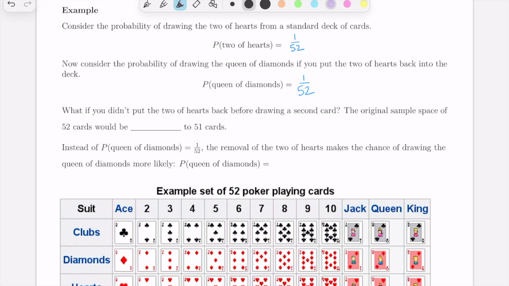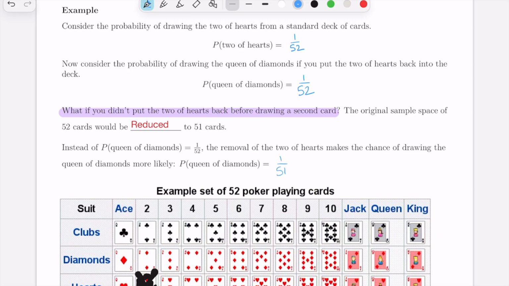But what if you didn't put the two of hearts back in the deck before drawing a second card? Well, then the original sample space wouldn't be 52 cards anymore. It would be reduced down to 51, because if you keep that two of hearts out of the deck, then you don't have that chance of drawing it. Now there's only 51 cards, so the likelihood of drawing a queen is actually just 1 out of 51.